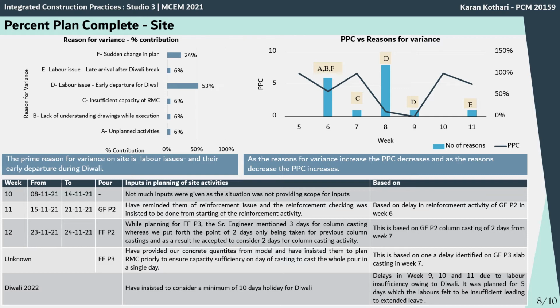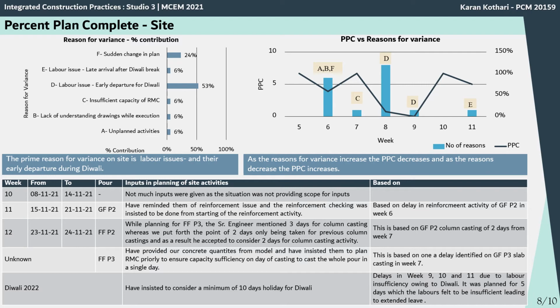In week 6, the PPC was lower due to a lack of understanding of reinforcement drawings during execution, which caused the activities to be delayed. In week 7, there was insufficient capacity of RMC. In weeks 8 and 9, the PPC was reduced since the site labor left early for Diwali, which was the main reason. So based on the continuous monitoring and PPC analysis, for the next 2 weeks we presented our insights in weekly planning.